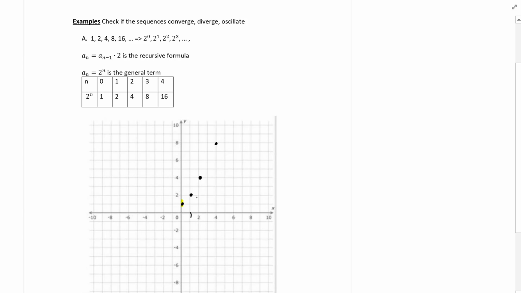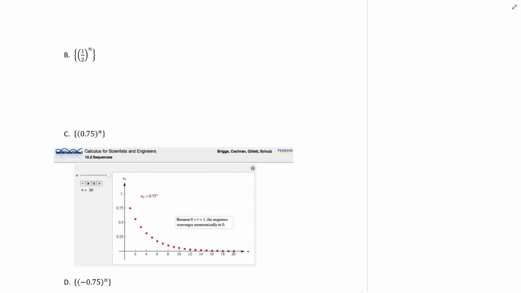So basically, if we take a look at what's happening with the terms, the terms are increasing. They are all positive and they are increasing, going to infinity, right? So this sequence is not convergent, or doesn't converge. Let's take a look at 1 over 2 to the n.